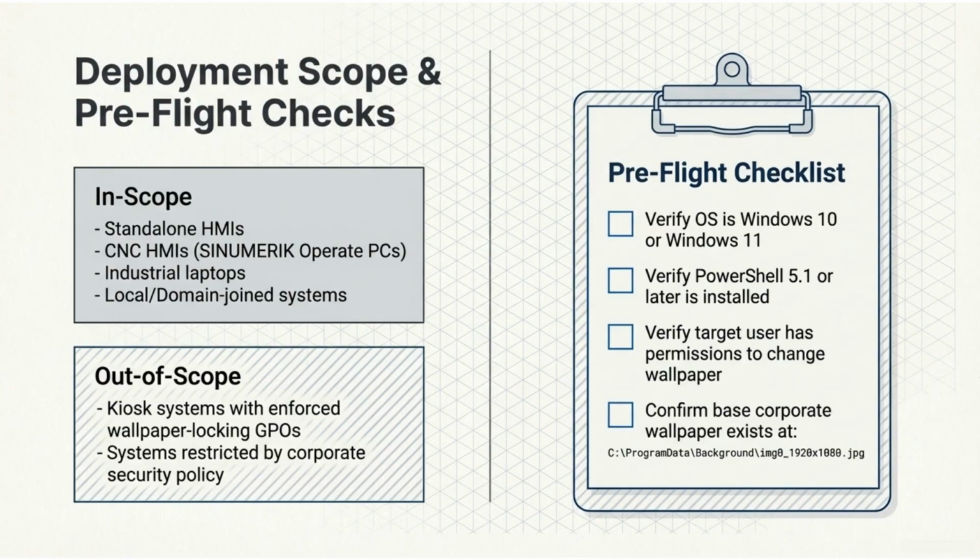The deployment scope includes standalone HMIs, CNC HMIs, industrial laptops, and local or domain-joined systems. Exclusions are kiosk systems with enforced wallpaper locking GPOs and systems restricted by corporate security policy. Ensure all pre-flight checks are met before deployment.